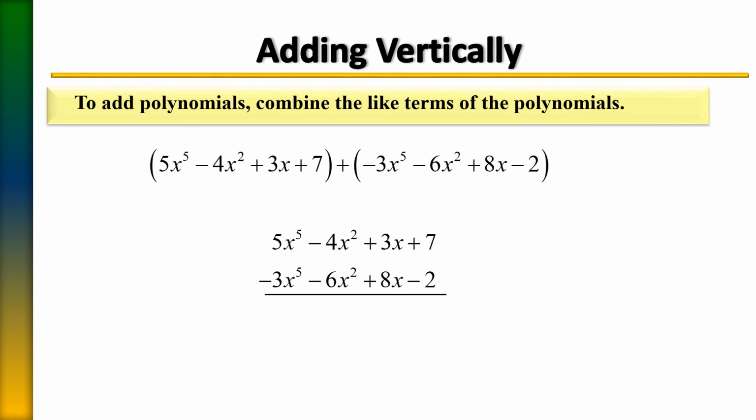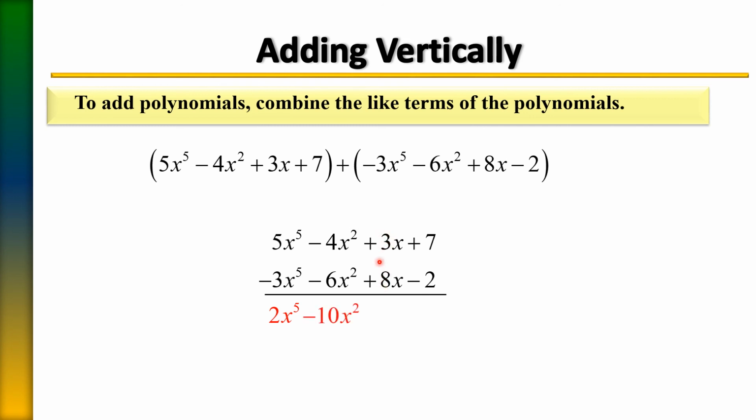So with the x to the fifth group first, the coefficients are 5, take away 3, which is going to give me 2x to the fifth power. Next, notice the signs are the same. You're going to keep the sign of the negative and add the numbers, and that's going to give you negative 10, and yes, that's the x squared family.